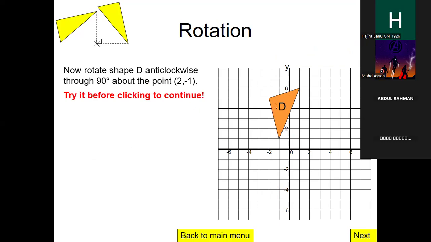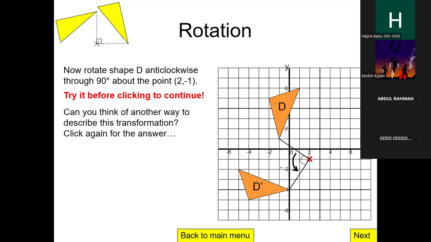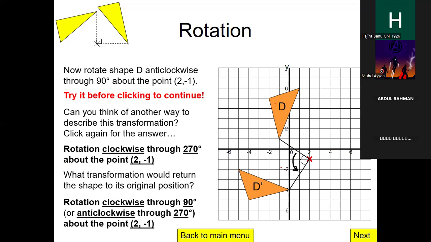You see shape D, rotate anti-clockwise through 90 degrees about the point (2, -1). So first mark it, then put a trace paper, trace your shape, and then you rotate anti-clockwise 90 degrees. So the shape will come here. Rotation clockwise through 270 degrees will also give you the same place. 270 means you will be moving 3 blocks. Again, it will come here itself.